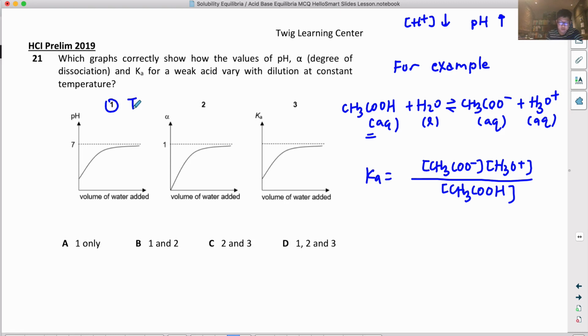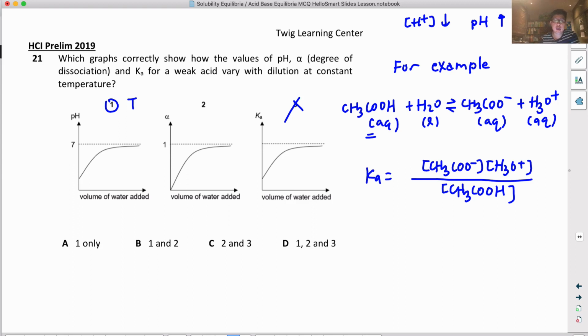Maybe I do 3 first. When the volume of water added increases, the Ka is increasing, but this is wrong. Why? Because Ka is only dependent on temperature, so adding water will not affect the Ka. So 3 is out.